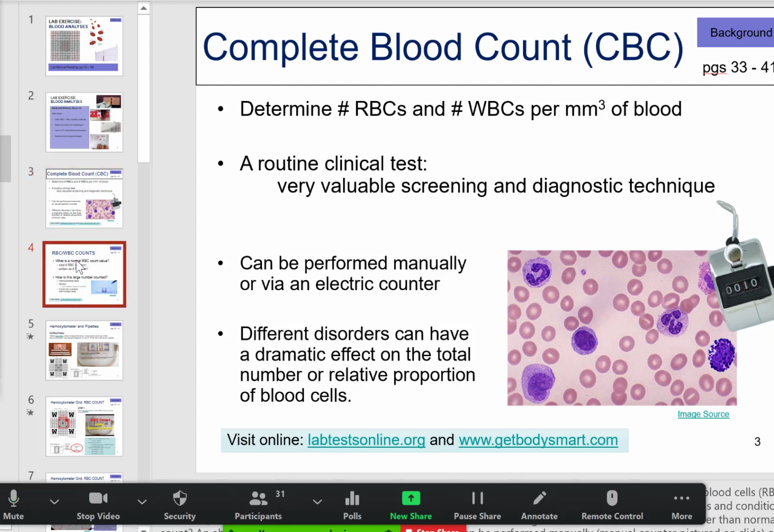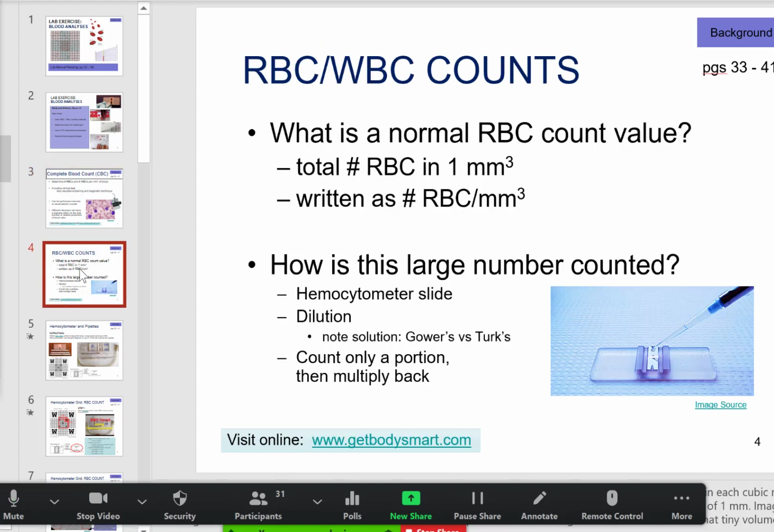Now, we're going to start with our red blood cells. And I just told you what a normal red blood cell count would be. And it's written as the number of red blood cells over a cubic millimeter. Another way of saying that is a microliter. And this is a large number. I mean, if we counted just 1 microliter and counted 1 cell per second, it would take us 4.5 million seconds to count just that 1 microliter's worth of red blood cells. The semester would be over by the time you finished, probably.